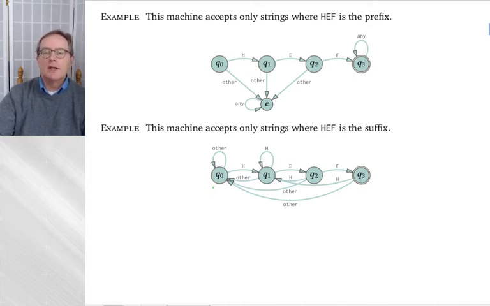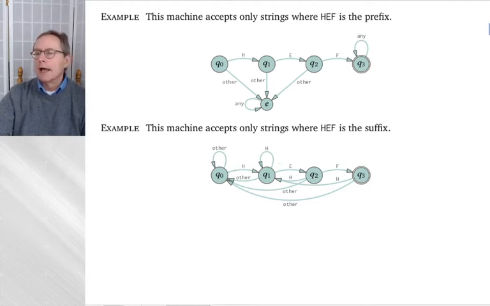So if I feed this A, B, H, M, H, E, F, then the A, B will take it around in a circle. The H takes it over, but that's a false alarm. It comes back with the M. And now H, E, F brings it over. So the complication here is what happens when you see these false alarms.